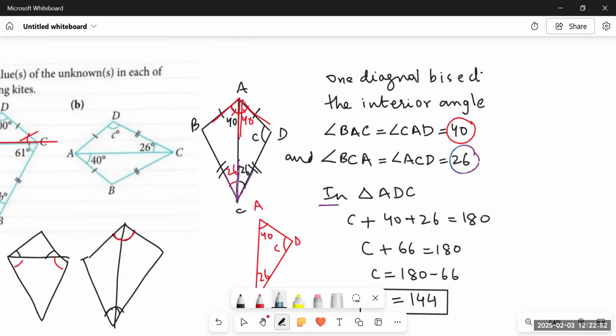So we can say that in triangle ACD, two of the angles are given, 40 and 26. We will add these two and then subtract it from 180. You will get the answer as C is equal to 144.